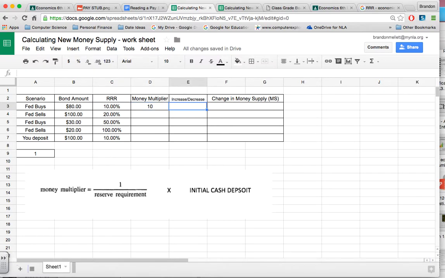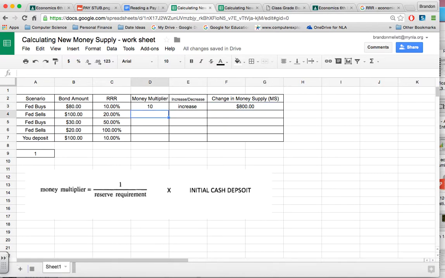So is it going to increase or decrease? What is the Fed doing? The Fed is buying bonds, so that means more money is going to go into the money supply, so it's going to increase. Then how much will it increase? Well, all we do is go equals, take our bond amount times our money multiplier, and this amount would demonstrate how much $80 in bonds at a 10% reserve requirement would actually increase.